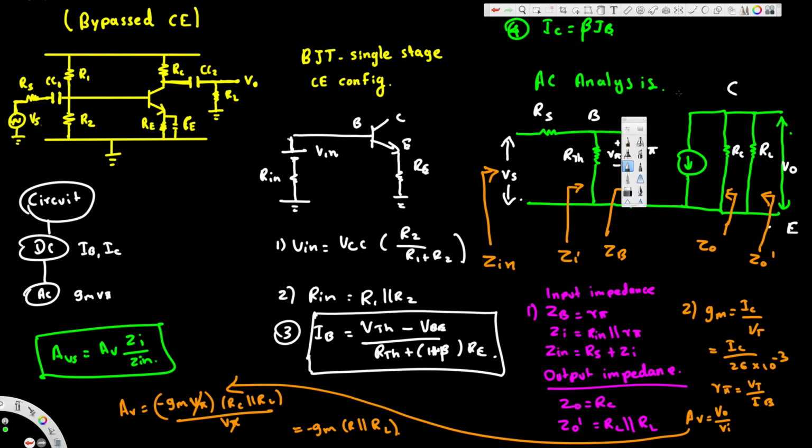Now from this one you can see, first we look at the circuit, then DC analysis. From DC analysis we found IB and also IC. IC is beta times IB. Then we go to AC analysis and we find gm and V5. Okay, and that's it for this one.